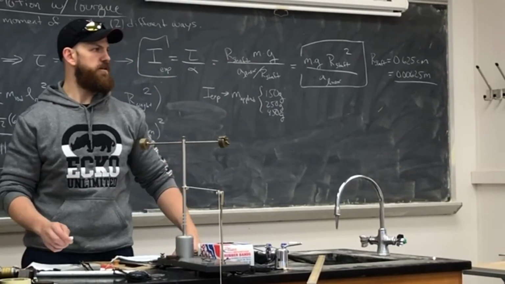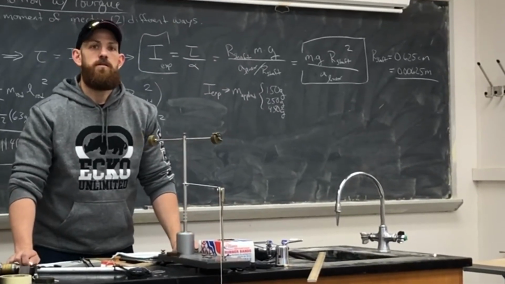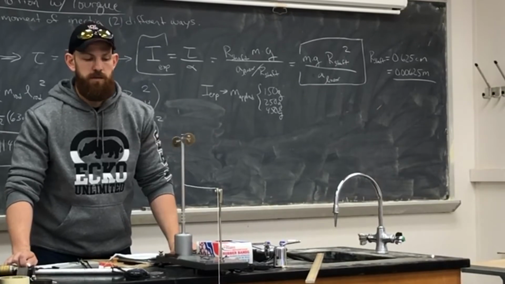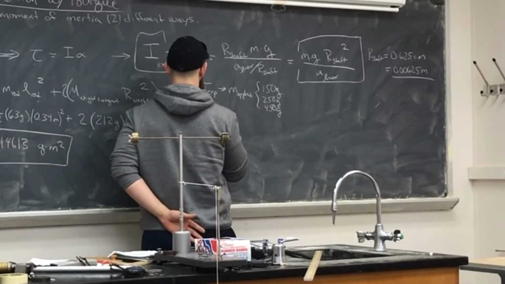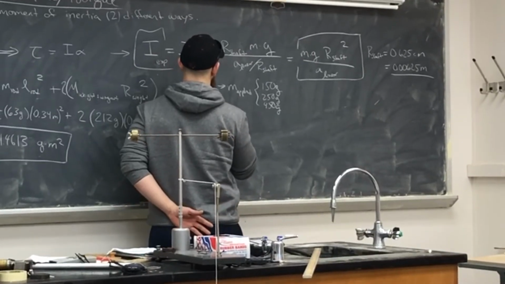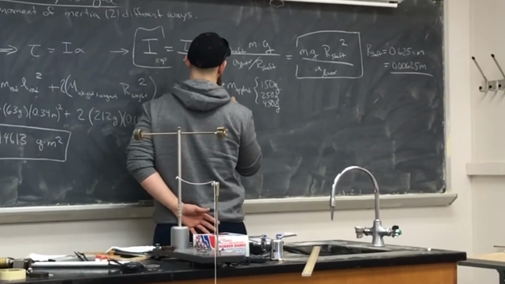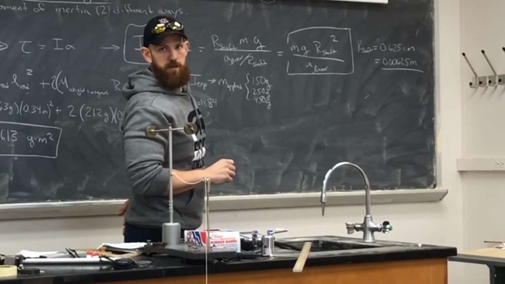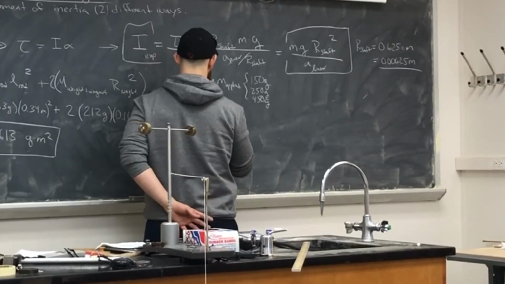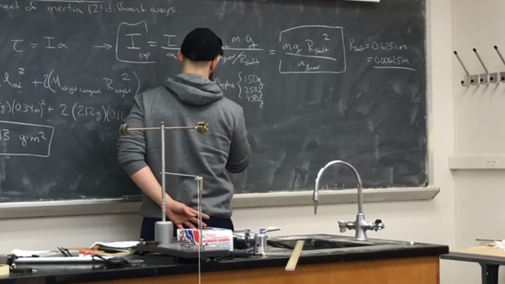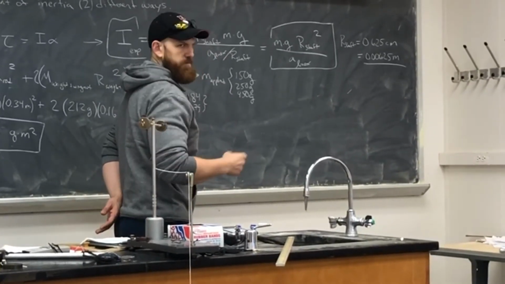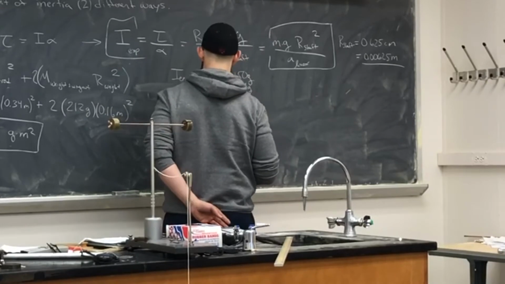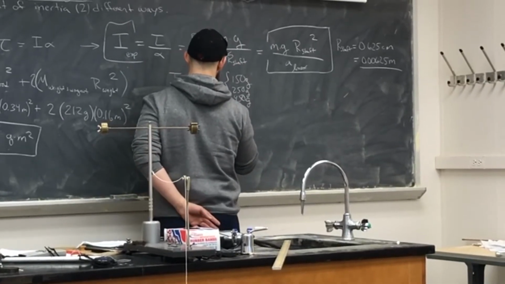What are they? 14.84. So we'll see trial 1. 14.84, and what was the other one? 14.79, so averaging those two, we get 14.82. Let's use 14.82.